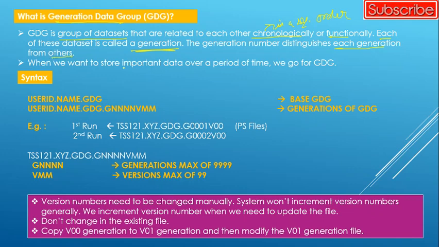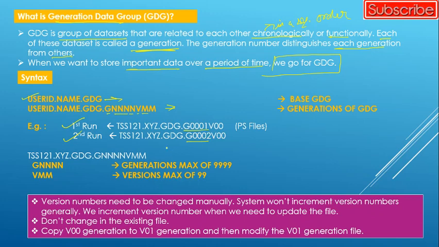When we want to store important data over a period of time, we go for GDG. And the syntax for GDG is like this: this is the base, and this is the generation of the GDG. Why generation? Because there is G and then N, then V version, double M. If you run the JCL the first time, you will see the GDG version like this: G0001, and when you run your JCL the second time, you will see the version like G0002.